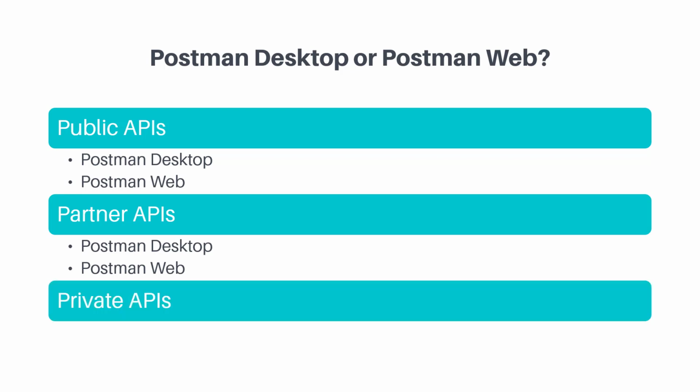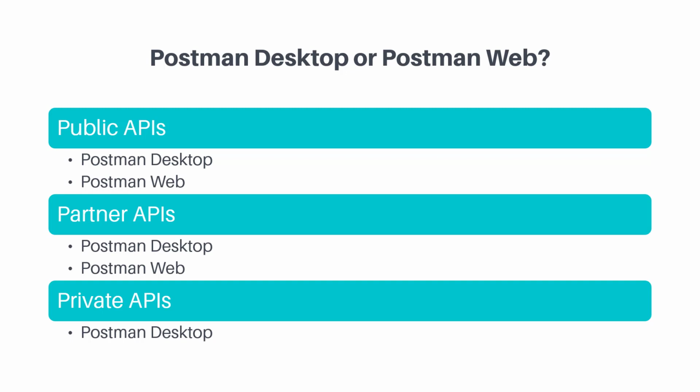Finally, when it comes to private APIs, most of the time they are going to be hosted only within your local network. In such cases, the best option is to go with the Postman desktop application. As you have seen, the Postman desktop application is the most common one that can be used across any of the scenarios. It doesn't matter where the API sits. It can be only within your local network or spread across the internet. You can still use it.